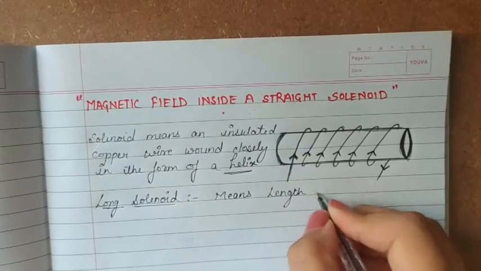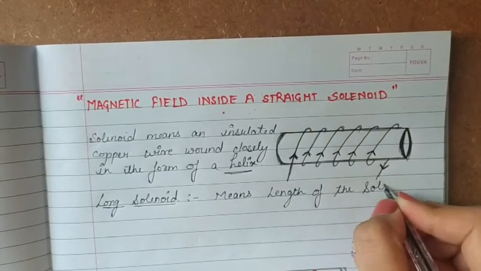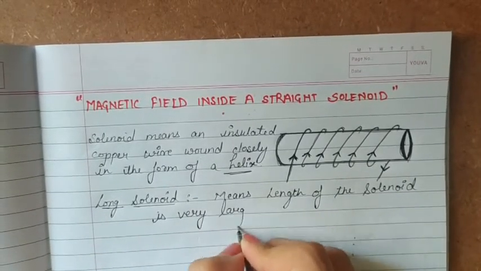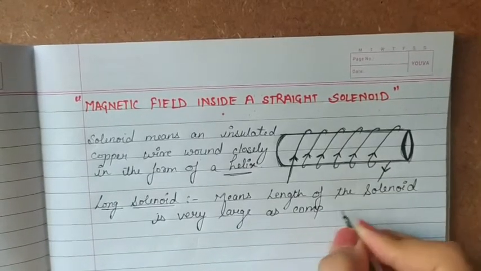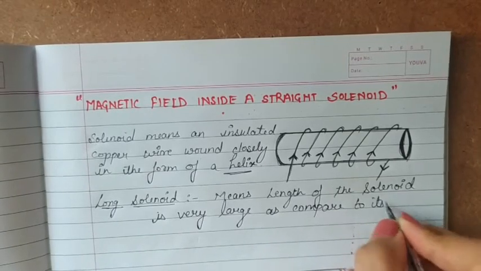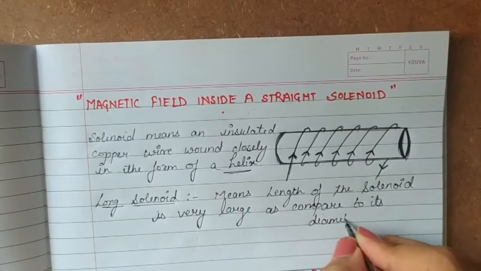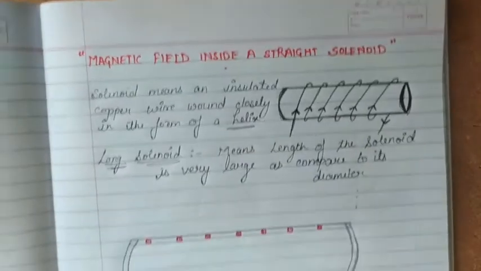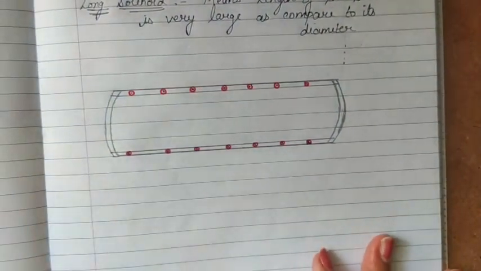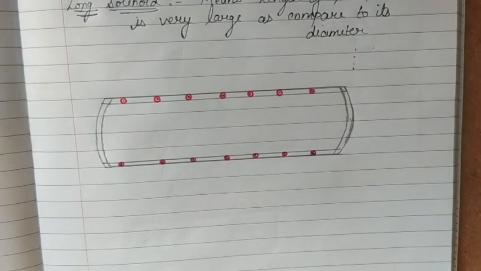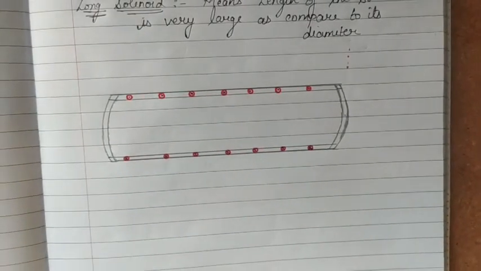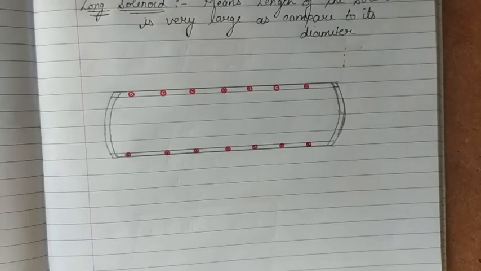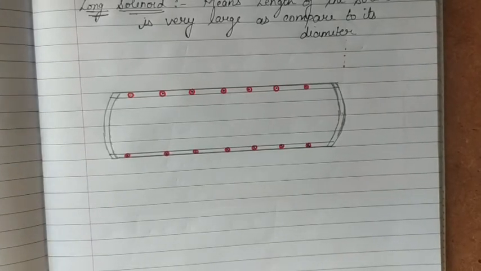Means the length of the solenoid is very large as compared to its diameter. Then we call that kind of solenoid a long solenoid. Alright, now here I'm showing you the sectional view of the solenoid. Suppose I have a solenoid with an insulated copper wire wound over some core material, and I cut it into a lateral section, right? Then it looks like this.